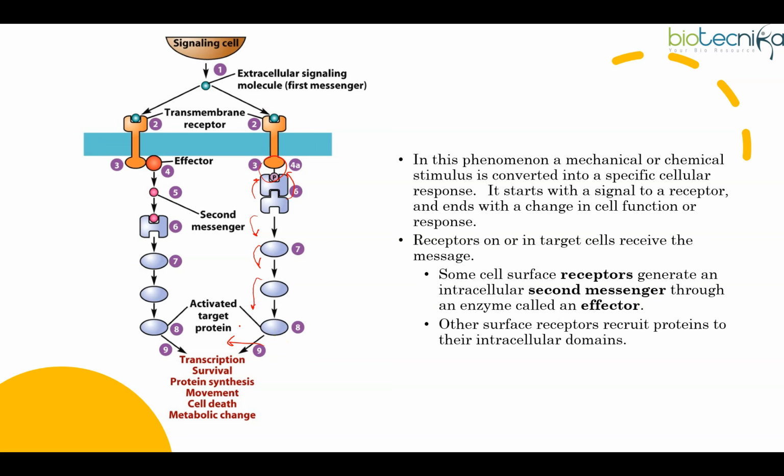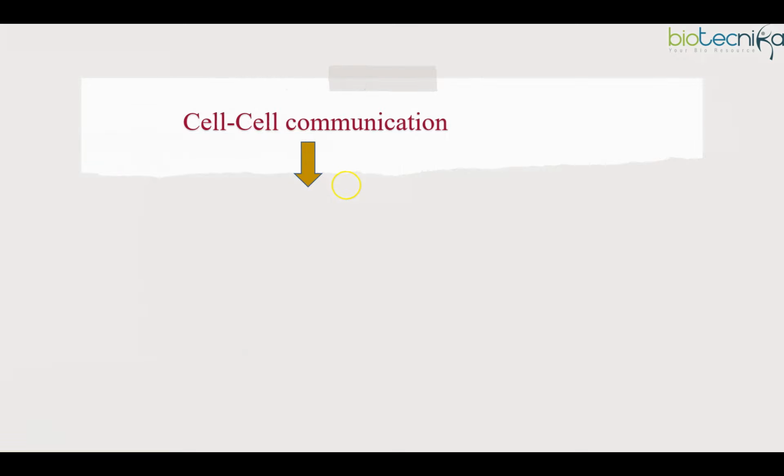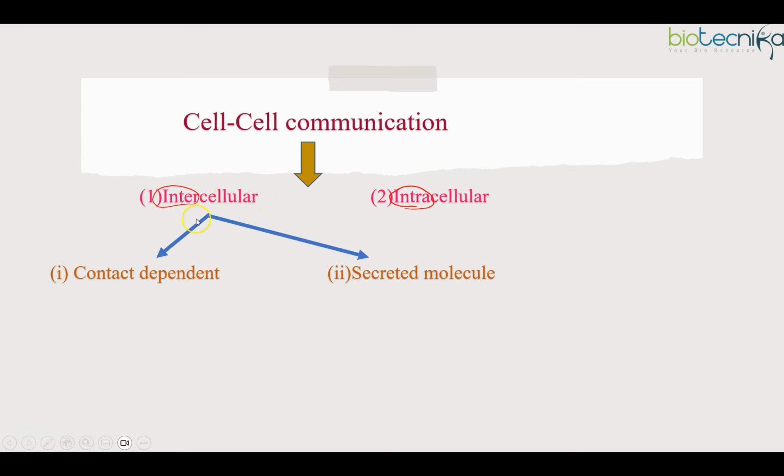Okay. So receptors on or in target cells receive the message. Some cell surface receptors generate an intracellular second messenger through an enzyme called an effector. Other surface receptors recruit proteins to their intracellular domains. Right? So cell to cell communication is of two types. One is intercellular, another one is intracellular. Intra means within the cell, inter means between two cells. So both types of communication you can have.